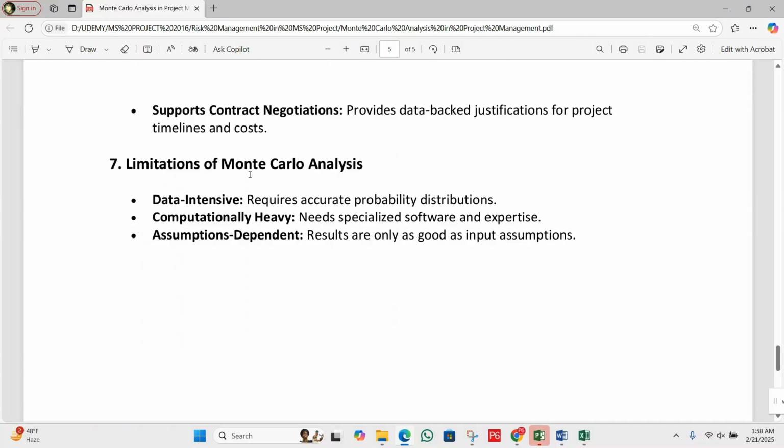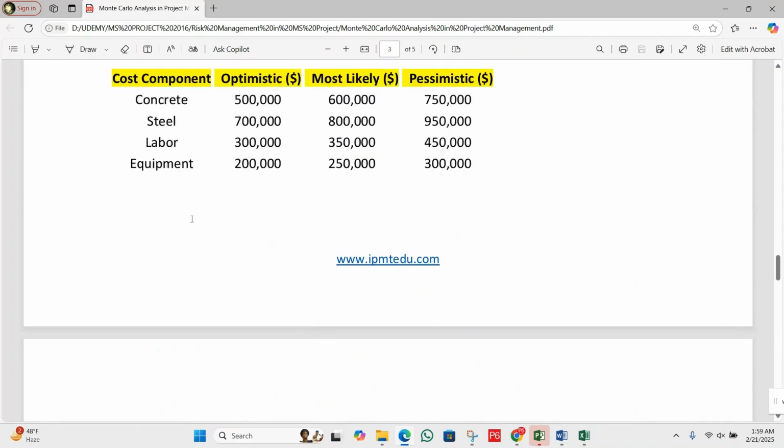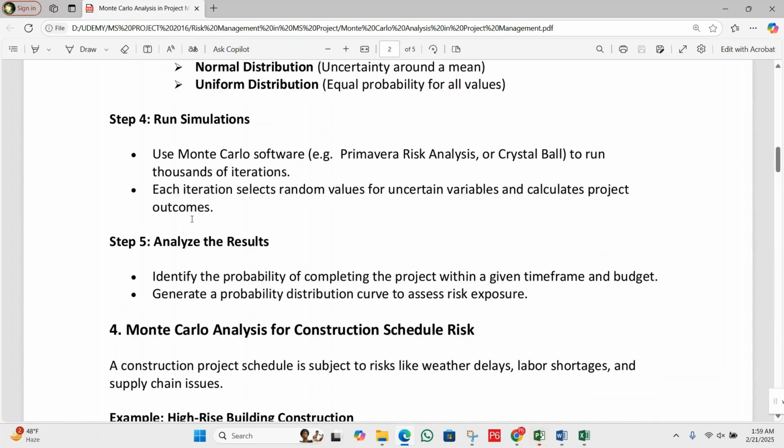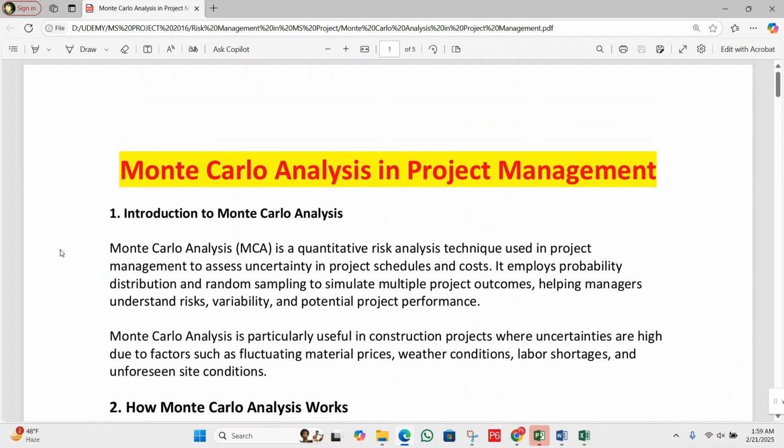Number seven, limitations of Monte Carlo. It is data intensive and requires accurate probability distributions. It is computationally heavy and needs specialized software and experience. It's very important to have the right software and the right experience or expertise. It is assumption dependent, so results are only as good as the input assumptions. So this was an overview of Monte Carlo analysis in risk management or project management.